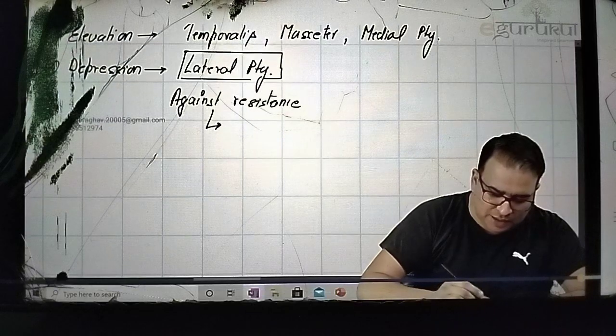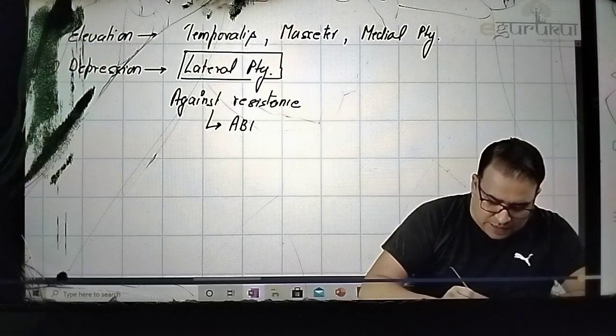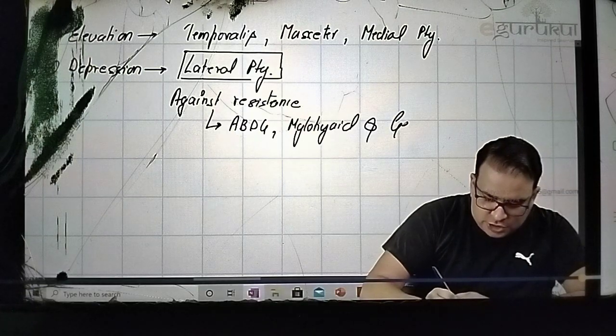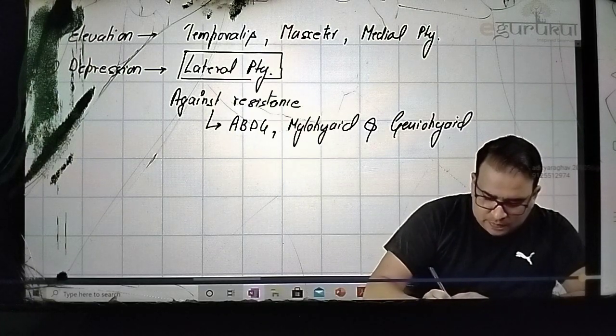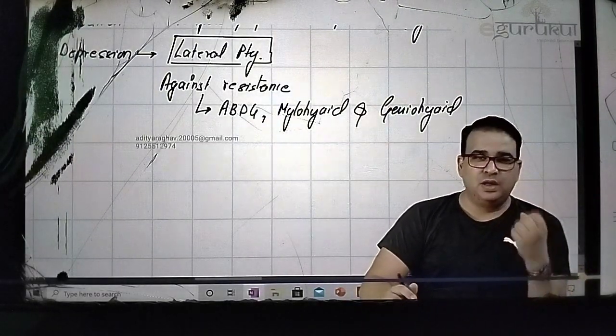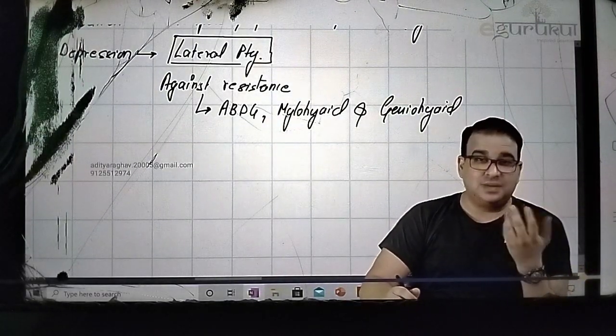apart from lateral pterygoid, which is working anyway, we will be needing anterior belly of digastric, mylohyoid, and geniohyoid muscle also. These muscles which are present in the floor of mouth will also help to pull the mandible downward. They are basically helping the lateral pterygoid to open the mouth or to depress the mandible against the resistance.